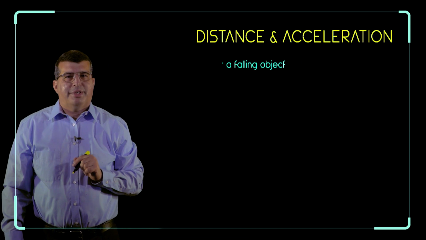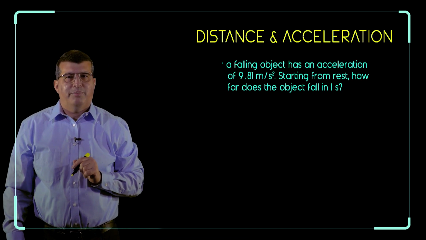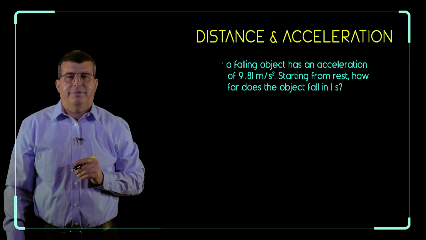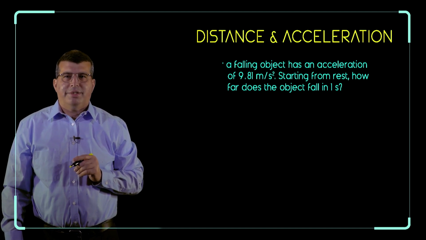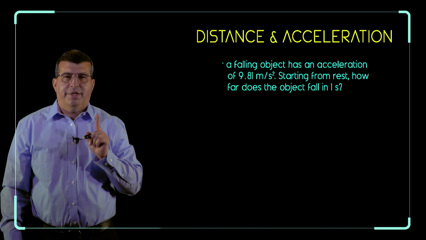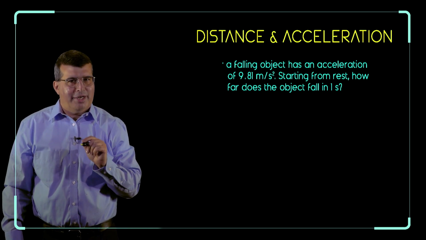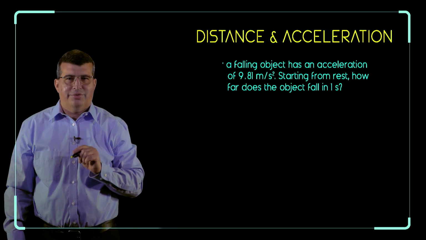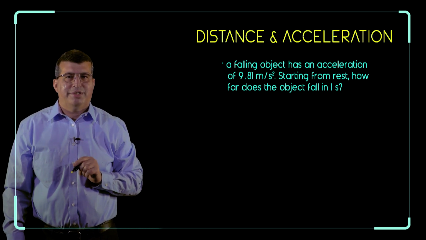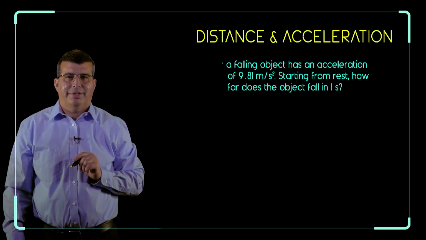Okay, here's another question. A falling object has an acceleration of 9.81 meters per second squared. We'll take that as a given for now. Starting from rest, how far does the object fall in 1 second? Okay, let's see what you can do with that. Diagram the situation, get your data, get your right equation, and then do your calculations.